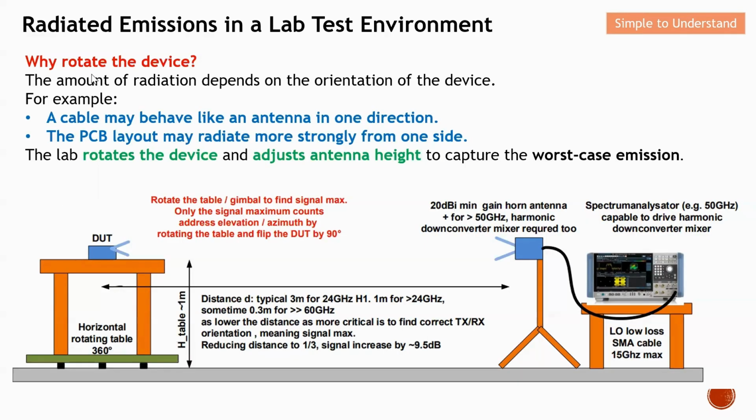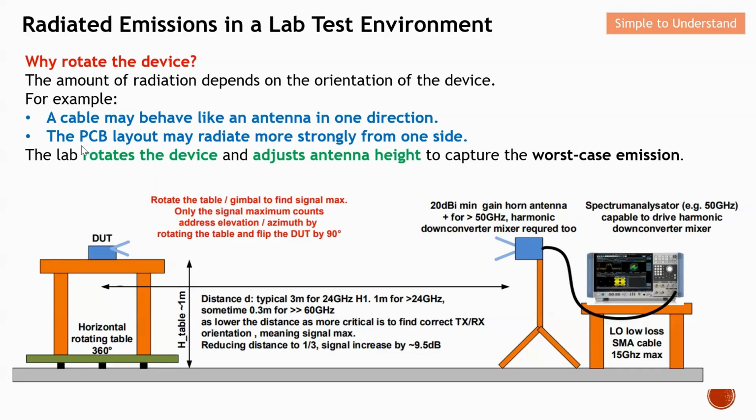You probably will ask why we need to rotate the DUT. Okay, because the amount of radiation actually depends on the orientation of the device. For example, a cable may behave like an antenna in one direction. Basically this is, let's say, a very directive antenna. They basically only radiate in one direction. So without rotation, we are not able to find that particular direction that the antenna actually radiates in.